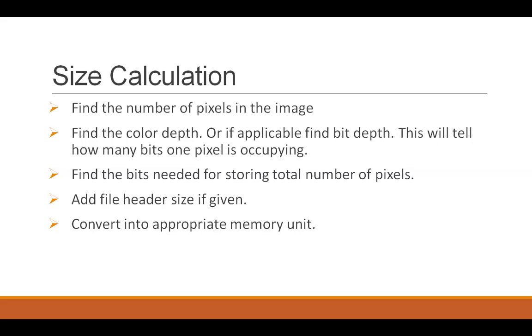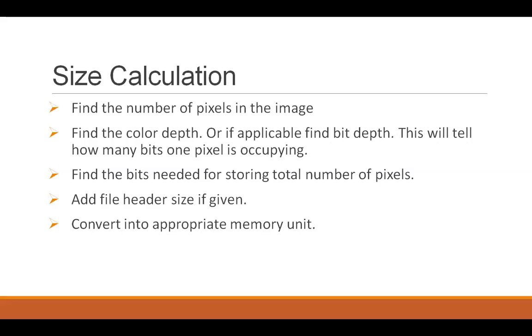Then find the color depth. If your image is displaying only four colors, your color depth would be 2 bits, because in 2 bits, 00, 01, 10 and 11 can be four different colors. And similarly, if in the question you are given the number of colors, you have to then find the bit depth. After doing this, you will know the size of a single pixel of your image.